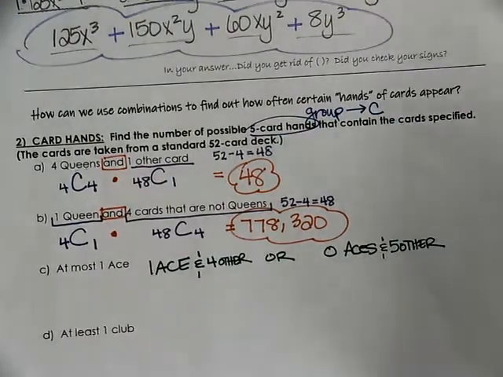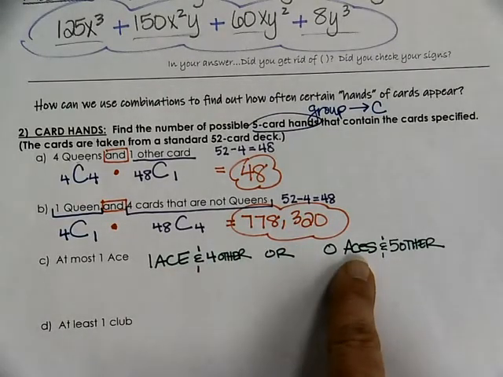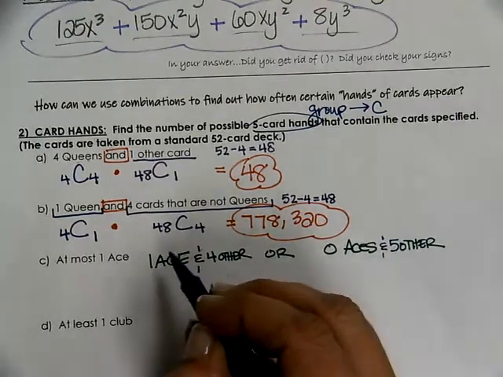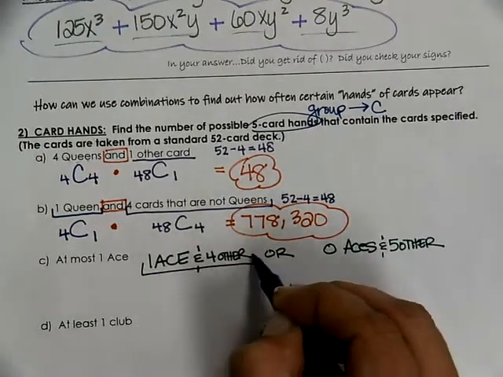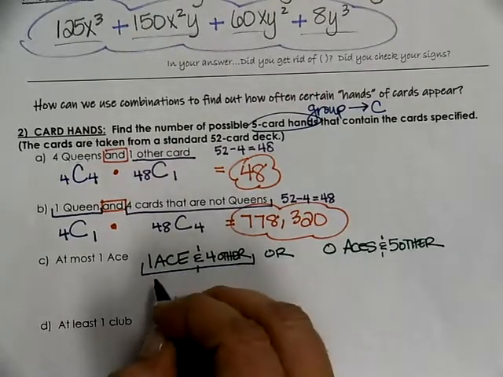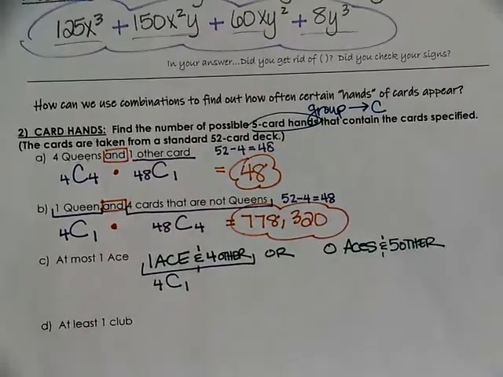And again, this is not something I would necessarily think of off the top of my head. That's why I'm kind of talking you through it. So we know at most 1 means 1 or 0, but we also have to look at the other cards as possibilities. So let's look at that 1 ace and 4 other cards. How many aces do we have? 4, and we want 1. So that's 4C1.